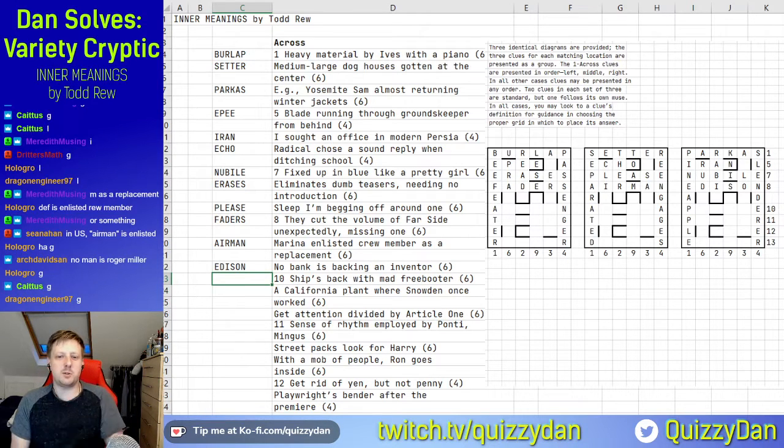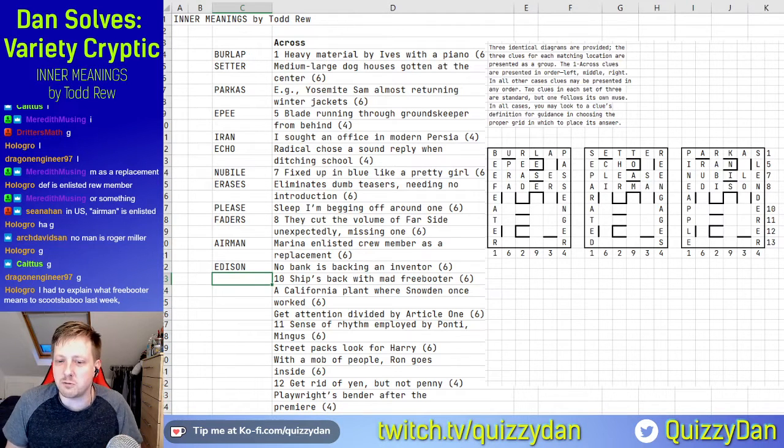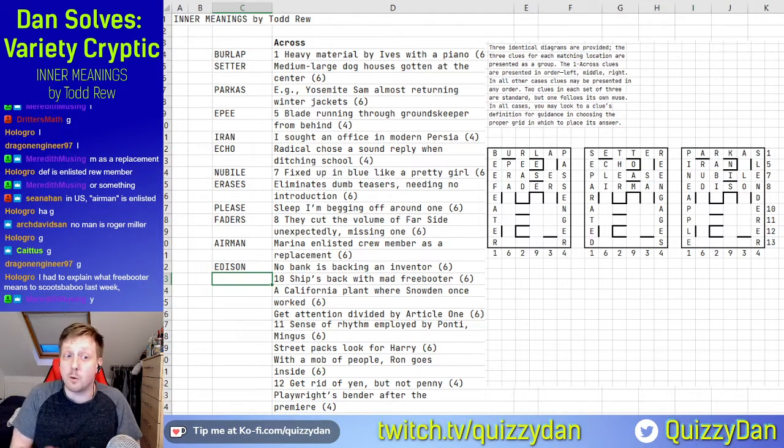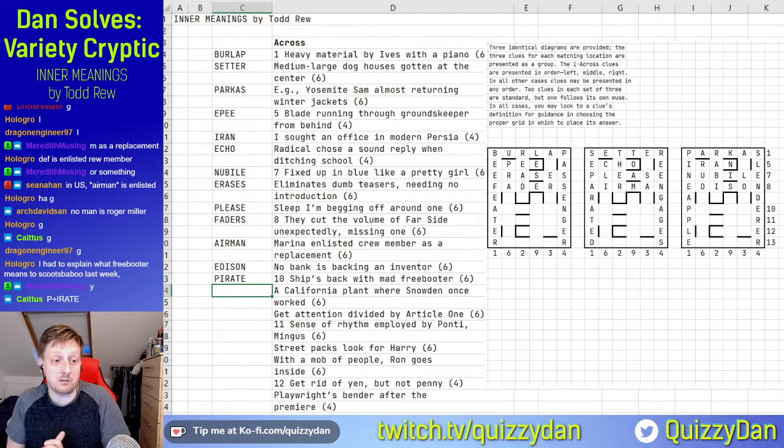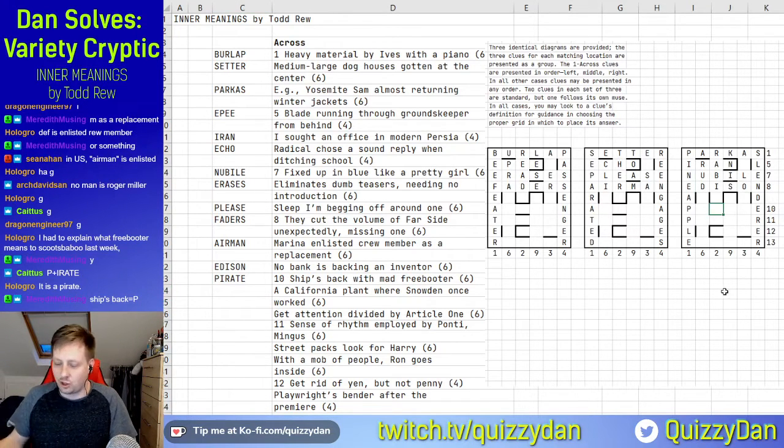I mean, a freebooter feels like a pirate. Is it pirate? I have no idea what a freebooter is, but it feels like someone like a bootlegger or a pirate. So I'm going for pirate. Why is it pirate? P plus irate. Ship's back: the last letter of ship is P. If you're mad, you're irate. Oh, it's that classic joke that I didn't spot.